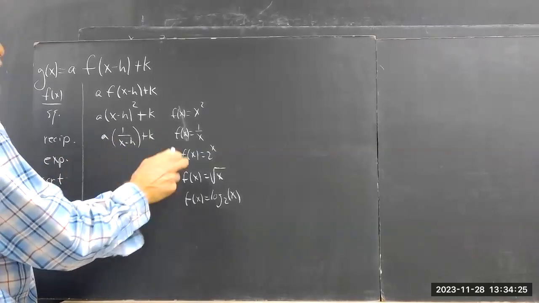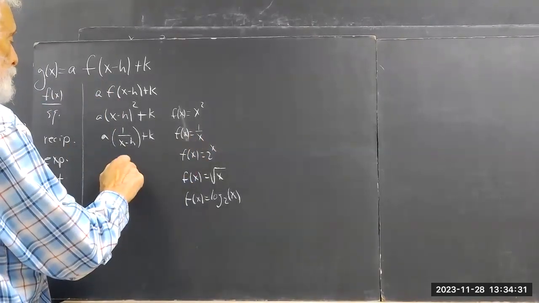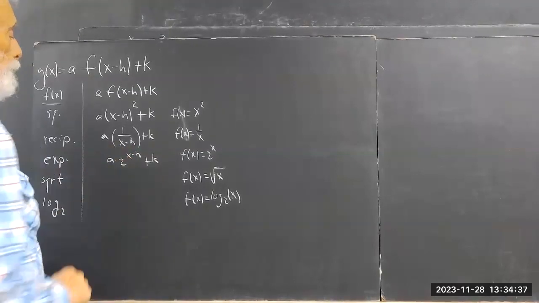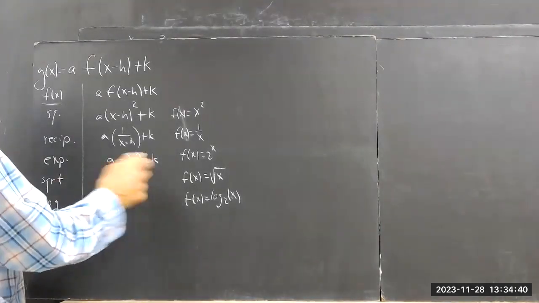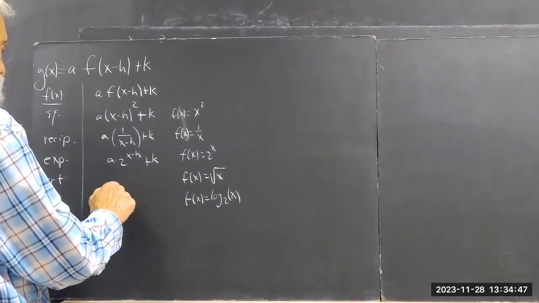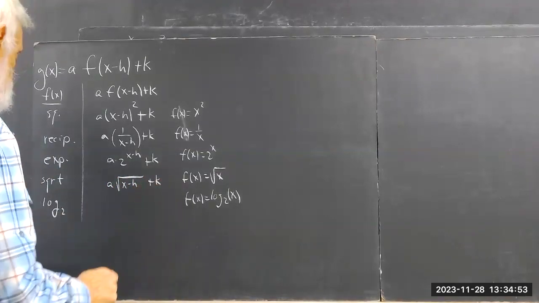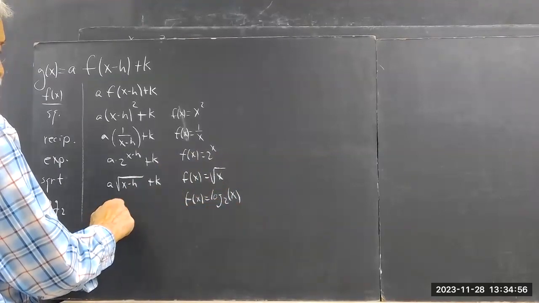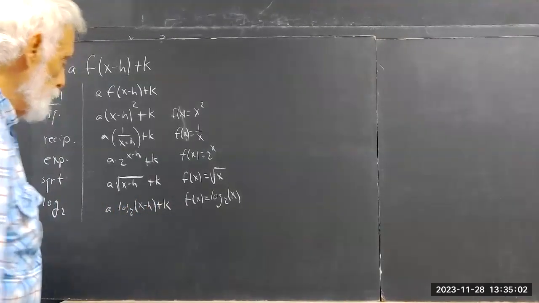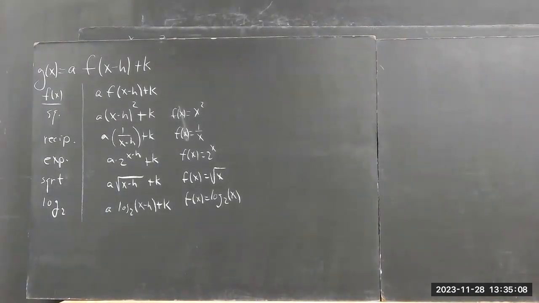For exponential, f of x minus h, x is replaced by x minus h. So it's 2 to the x minus h. Then you have plus k with an a out in front, okay? Square root: x is replaced by x minus h, you get a times the square root of x minus h plus k. Here, x is replaced by x minus h, you get a log base 2 of x minus h plus k. Okay, now you should be able to write that down more quickly than I did because you didn't have to explain it.